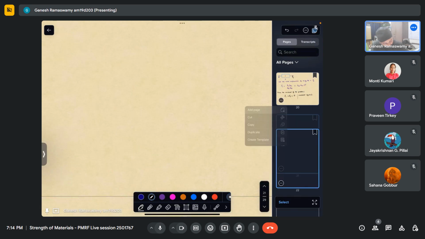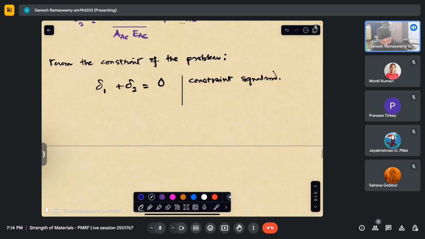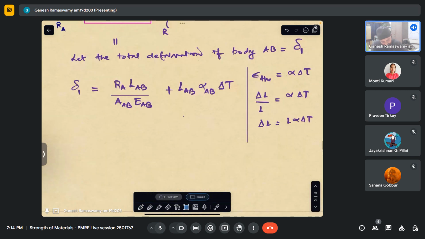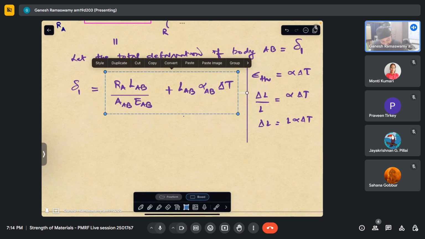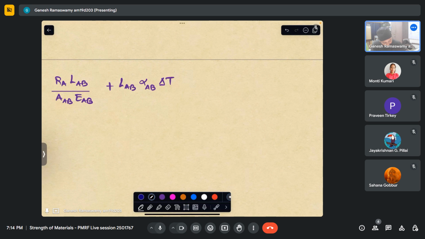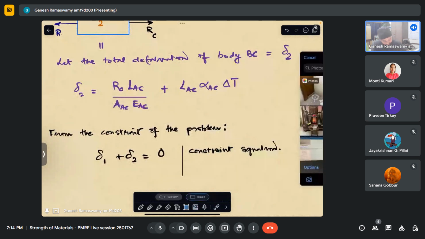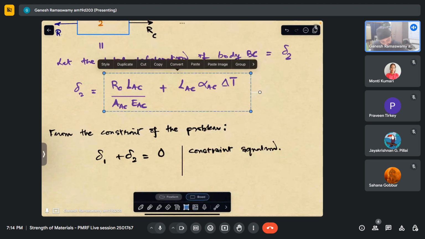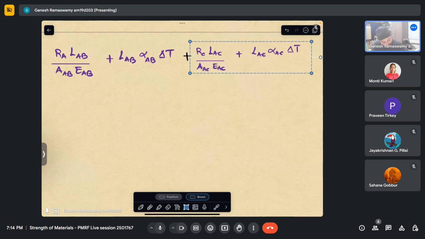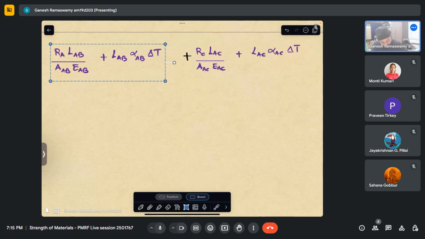Very well. Now substituting this, what do we have as delta 1? We have delta 1 over here. So I'll just take a copy of that and put it here. This plus delta 2. Delta 2 I have derived here, so I'll just take this and put it there. So what the constraint equation is telling me is the sum of these two is 0.